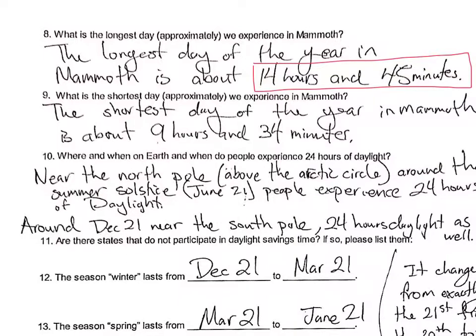Number 9, what is the shortest day, approximately? And so in winter, we like the snow and all that, but the reality is there's only 9 hours and 34 minutes of daylight. So it's sort of more difficult to get out and enjoy the snow unless you like to go out and enjoy the snow in the dark.